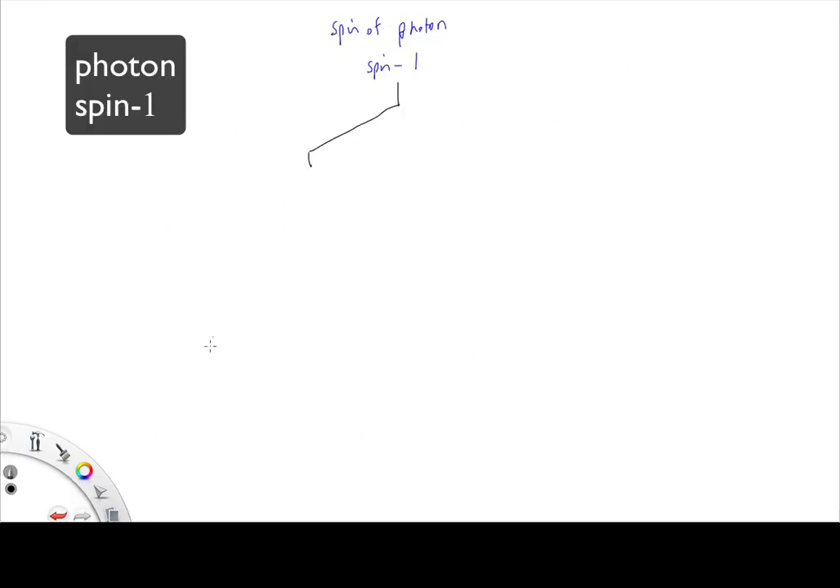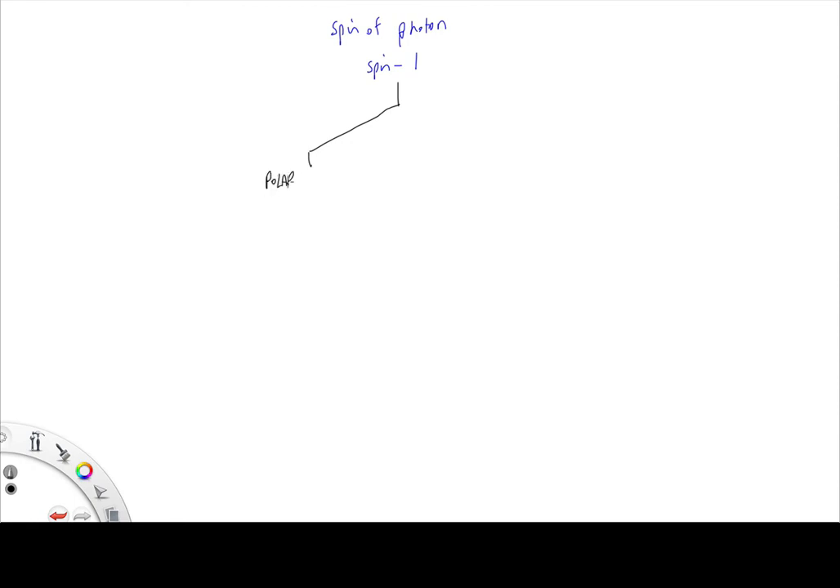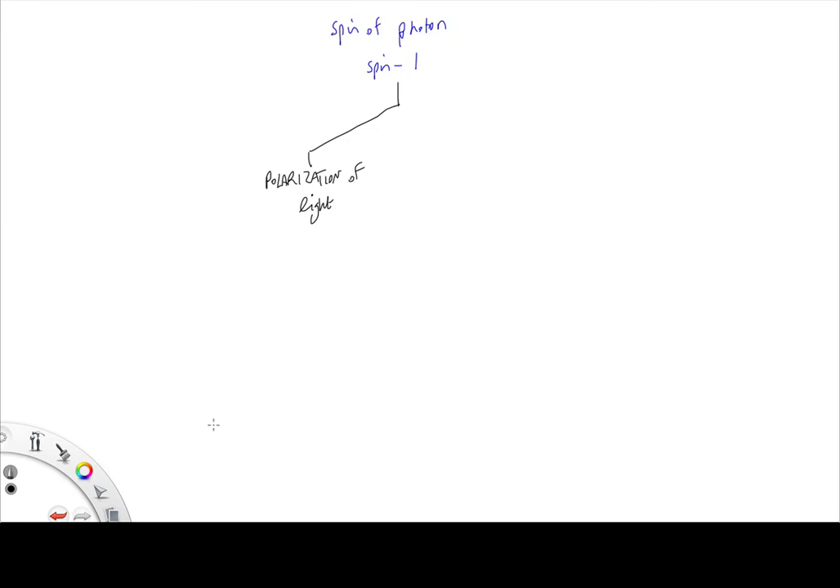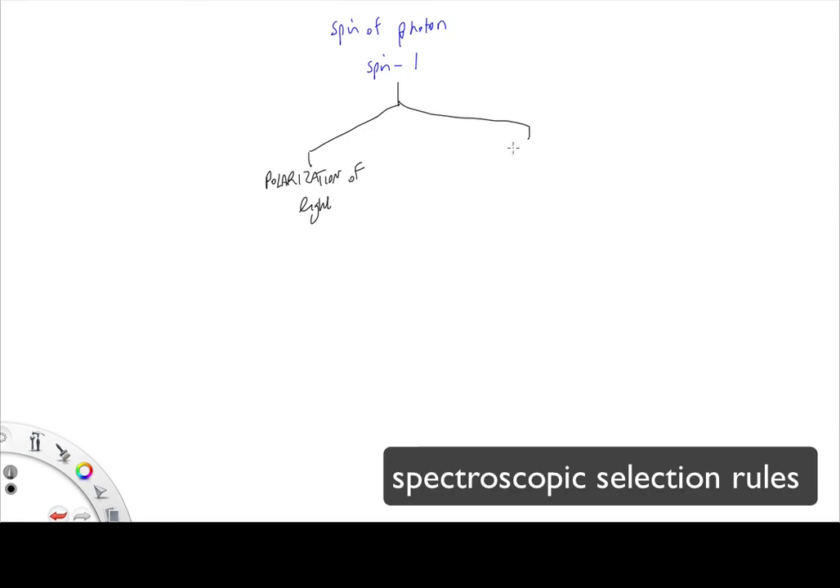Spin 1 of the photon is responsible for phenomena associated with polarization of light. So whenever we use polarized sunglasses or something, we are exploiting the spin of the photon. The spin of the photon is also responsible for selection rules in atomic spectroscopy.